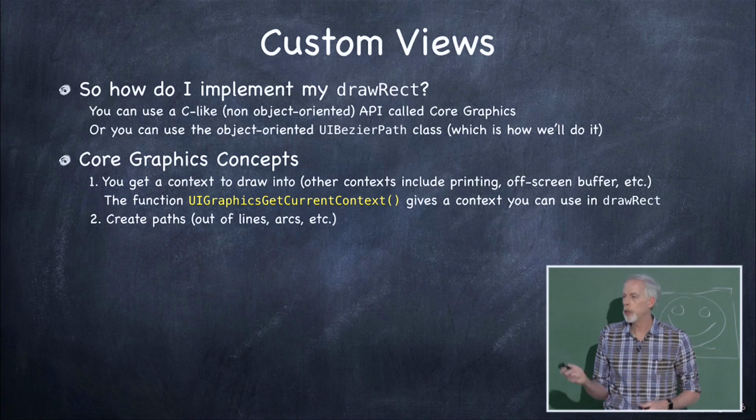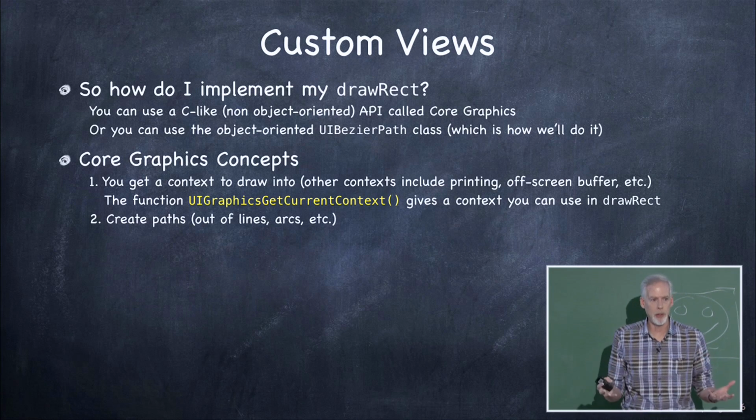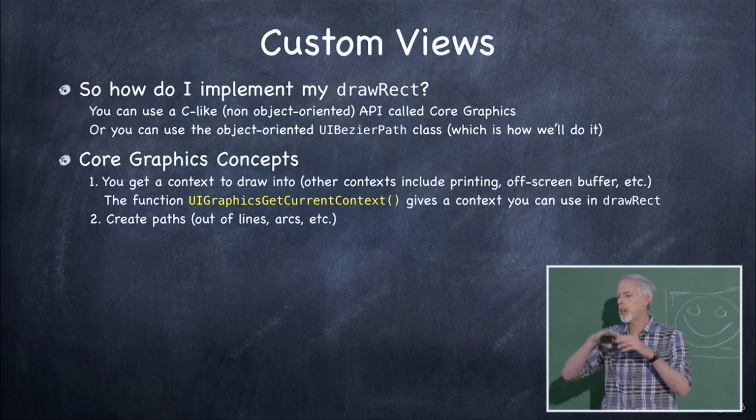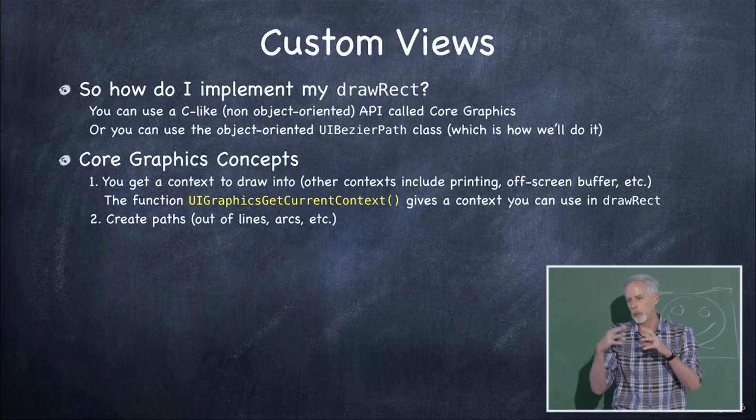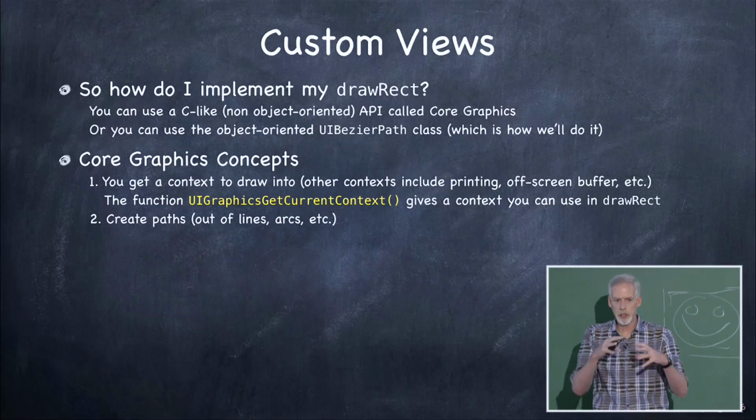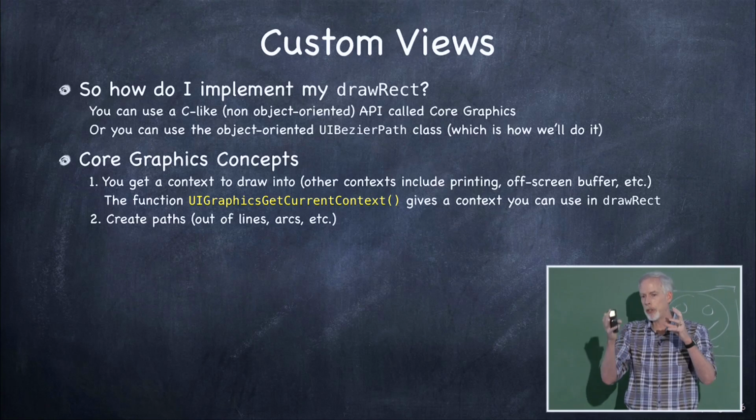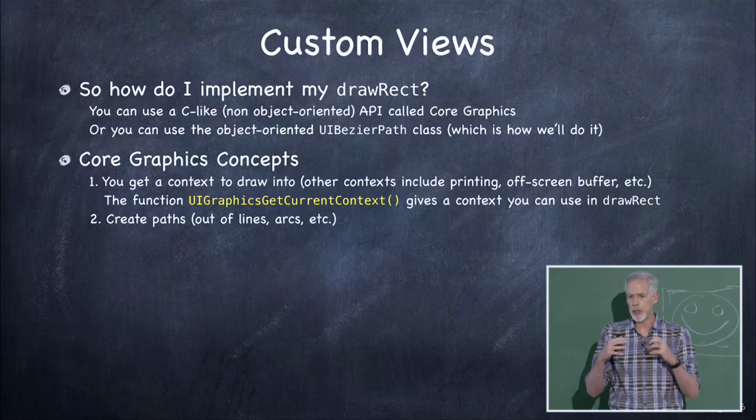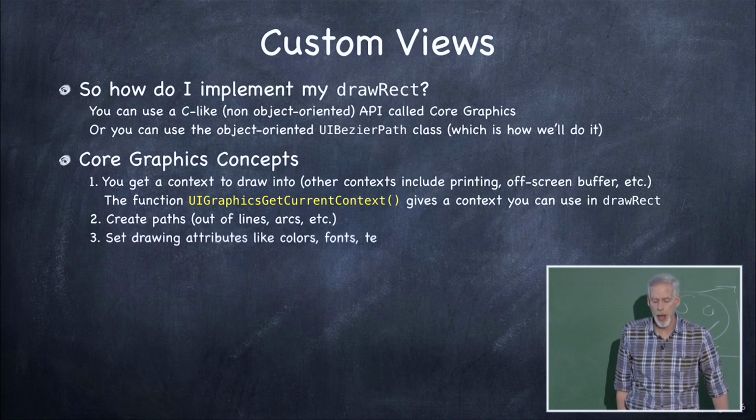Okay? So then number 2 is you create paths. So these paths are made of arcs and lines, rectangles, circles, whatever. You're putting together these paths, this path that you're building, okay? And that's the thing that's going to be drawn, okay? So you build this path.